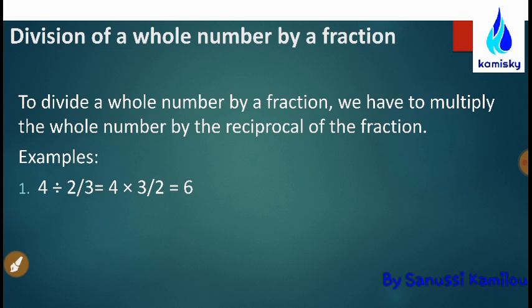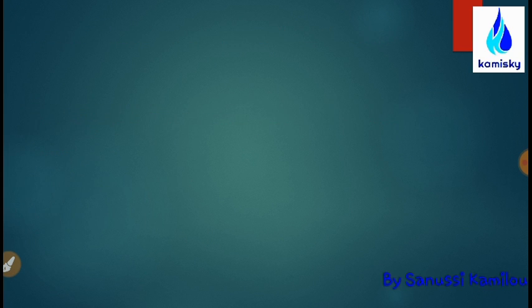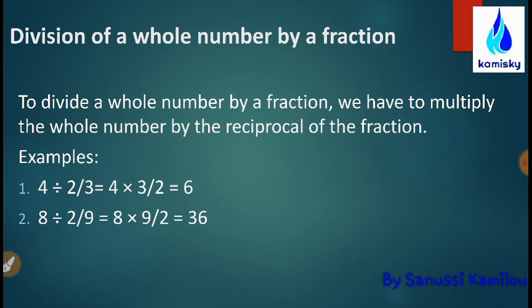Very good. So let's look at the next example. Example 2. Whenever they say divide 8 by 2 over 9, it means you are going to multiply the 8 by the multiplicative inverse of this fraction, which is 9 over 2. And if you do so, you are going to get 36. Okay, so now let's look at the next level.